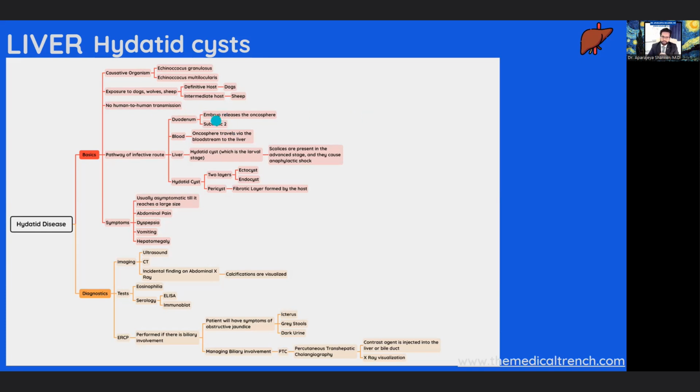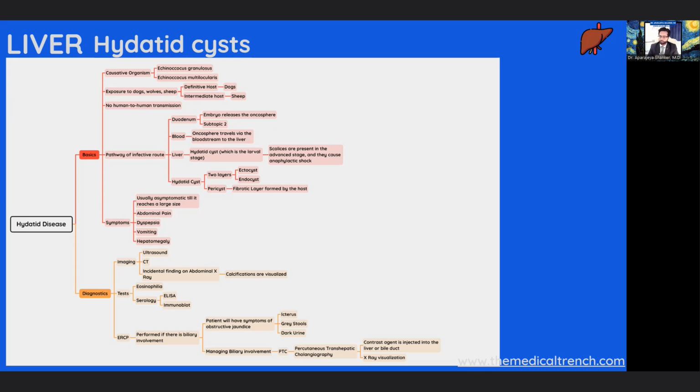And the thing is that they are exposed to dog feces in which this parasite exists, and it is consumed and enters more or less through the indirect fecal-oral route, or maybe just through fomites as well, right? Now, the issue here is that these patients don't have very specific symptoms. Most of the time, they are asymptomatic till the hydatid cyst reaches a very large size and it starts causing problems for the patient, right?